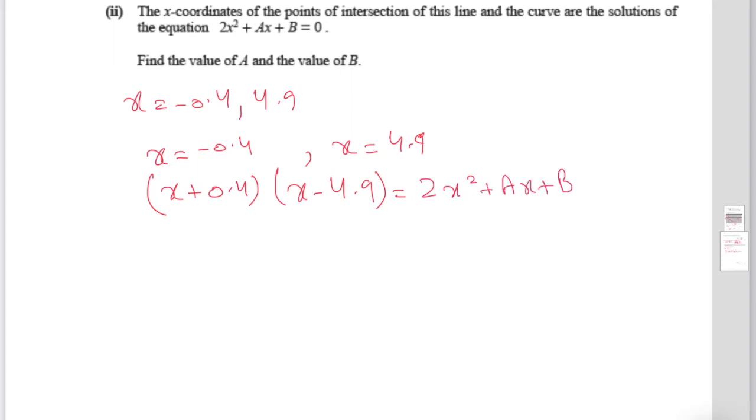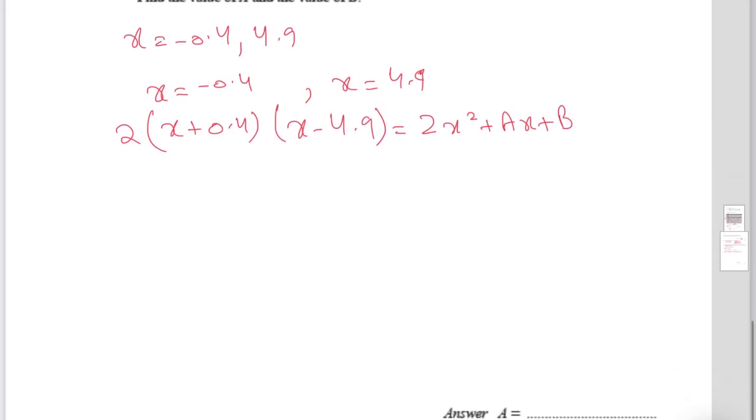But one thing that is missing is a 2 over here. Why do we put a 2 over there? Because x times x is x squared, but we need to convert this into a 2x squared equation. So let's multiply the factors by themselves. So x times x is x squared, x times negative 4.9 is negative 4.9x plus 0.4x minus, let's see what we get, 0.4 times 4.9, that gives us 1.96.